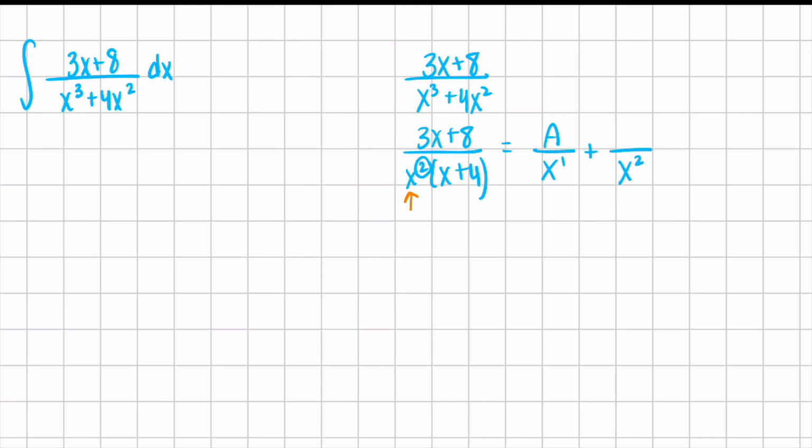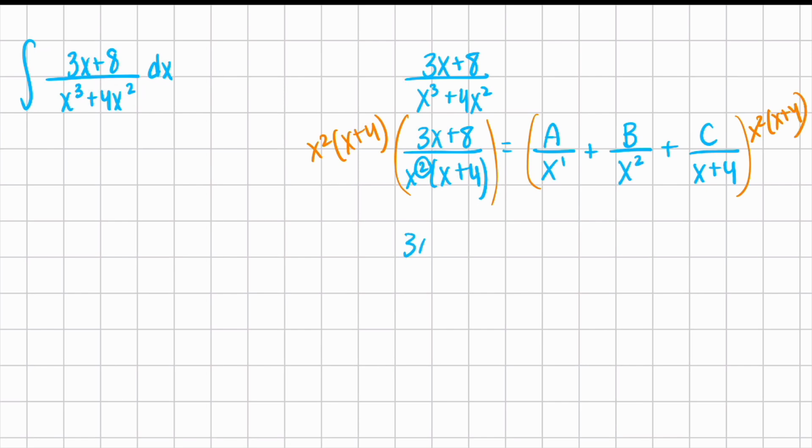So I have x squared, so I'm going to say a over x to the 1 plus b over x squared. And if this were an x cubed, we would add a c over x cubed. We would keep increasing that exponent until we got to what we have. So this would be plus c over x plus 4. X plus 4 only occurs once, so that is how we are used to. Okay, so let's get rid of our denominators. I'm going to multiply by x squared times x plus 4 on both sides.